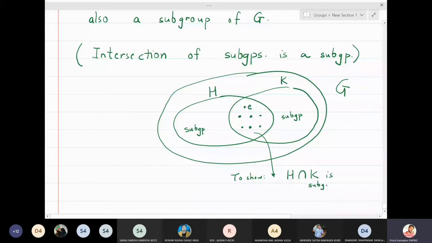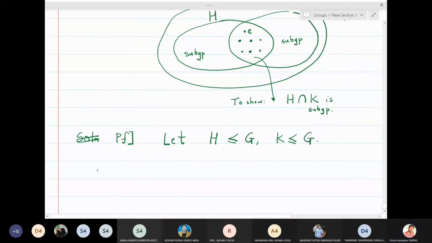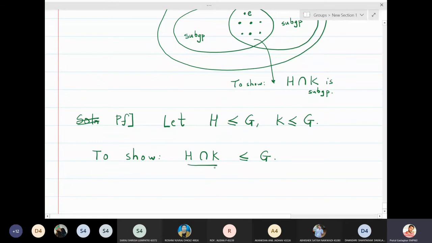So it's very simple. The proof is: let H and K be subgroups of G. To show H intersection K is a subgroup of G. If I want to show H intersection K is a subgroup, what will I use? I know that if I want to show something is a subgroup, I have one very simple idea. That simple trick is nothing but to use the subgroup criteria.